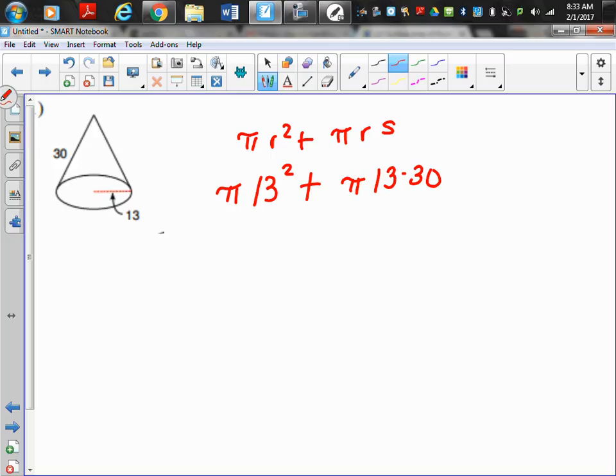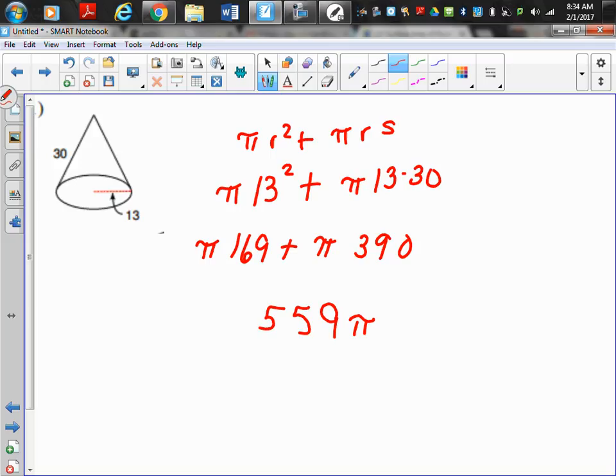All right, so 13 squared is 169? So pi times 169 plus pi times 390. 13 times 30 is 390. Is that correct? All right. So this is the same as 169 plus 390, 559 pi. Does that get you the same answer?